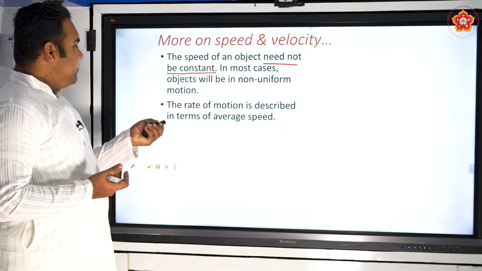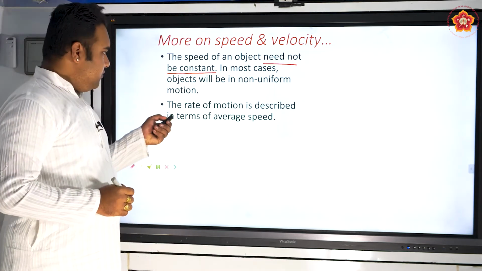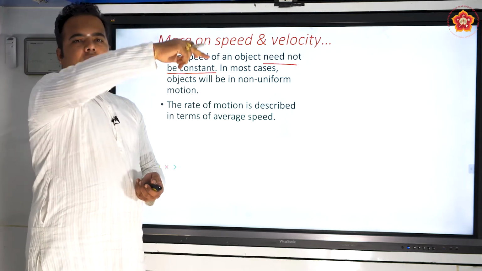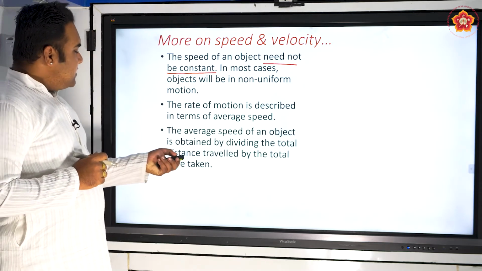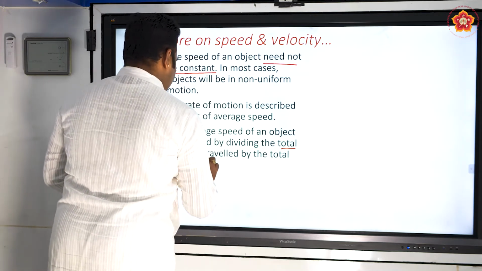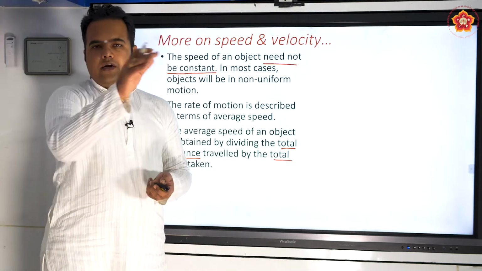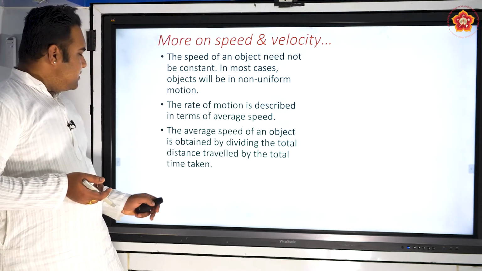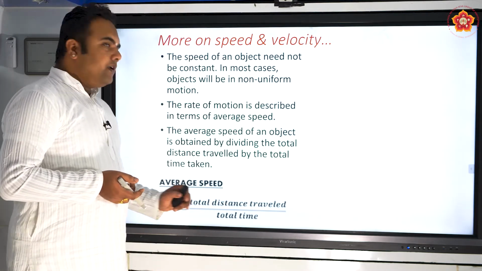The rate of motion is described in terms of average speed. So as you move from point A to B, B to C, C to D and so on, it started from a point and finally reached another point by traveling all these paths. So average speed we define as the total distance travelled divided by the total time taken. The total distance we know, from point A to D. The total time we can measure. So the ratio of these two will give us the average speed. So average speed is the total distance travelled by the total time taken.